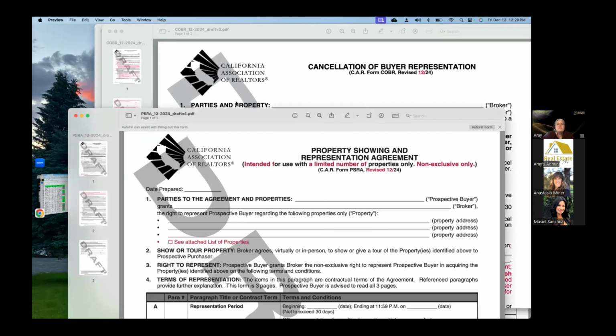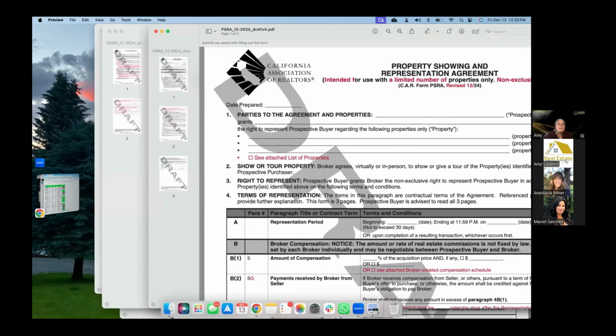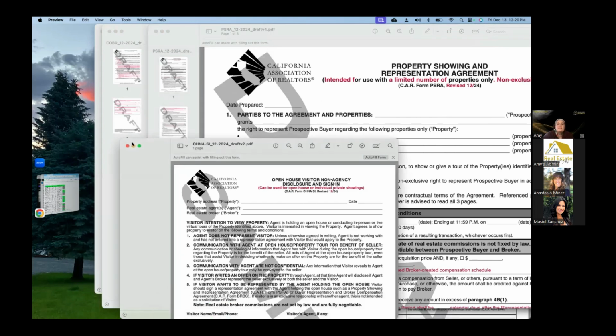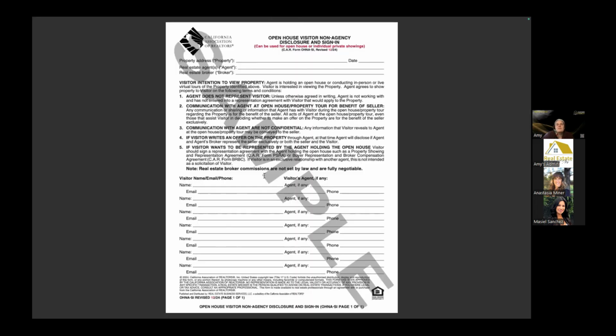I was looking for that. Oh, maybe that's it. There we go. The open house, visitor, non-agency disclosure and sign-in. This one should be present at every open house that you do. Like Anastasia said, I would never actually have them sign on, at least not the number of people sign here. So I would do one of these for each group of people that come through my open house. That way they're more likely to put accurate information on here.